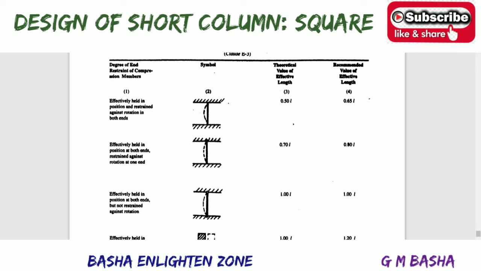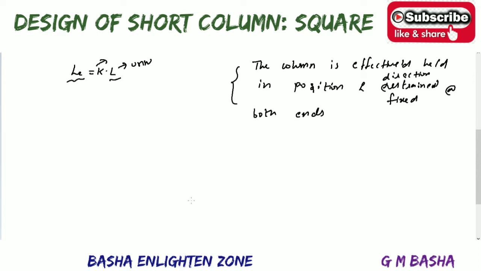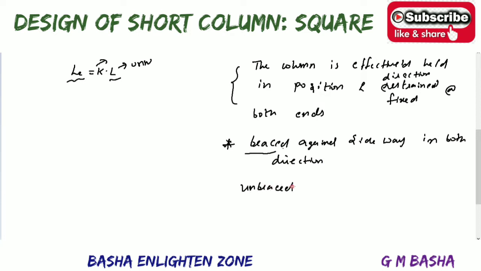And if you see other examples given in other texts, there is another condition like the column has an unsupported length of 3 meters and is braced against sideway in both directions. So here the meanings of braced and unbraced come in. Braced means laterally restrained at ends.